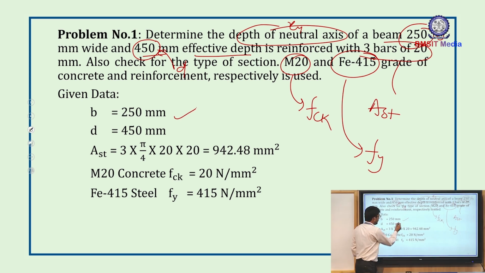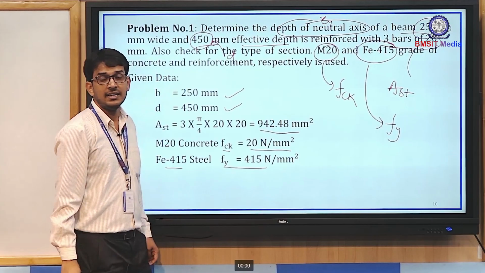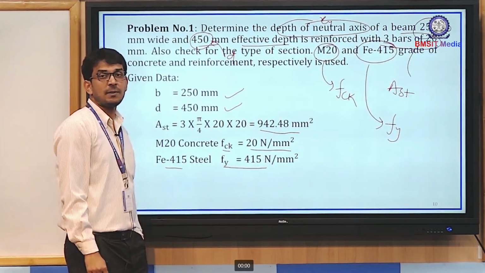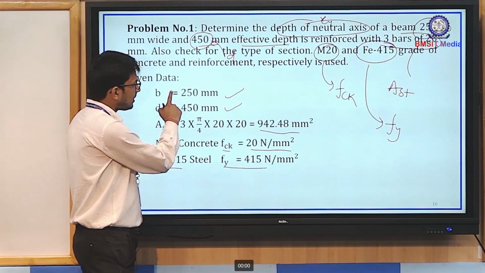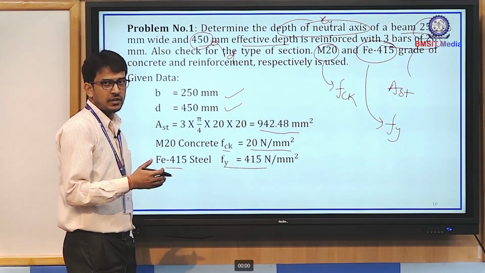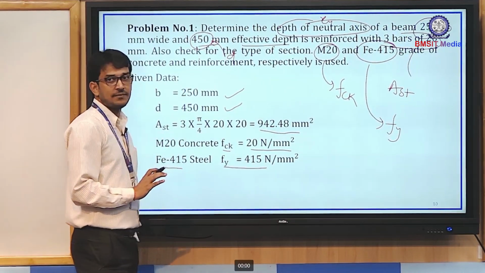b is 250 mm, small d is 450 mm, Ast is 3 into pi by 4 into 20 square, which is 942.48 mm square. M20 concrete, so fck becomes 20 Newton per mm square. Fe415 means fy is 415 Newton per mm square. You can see all the units are consistent, so there is no need to change the units.